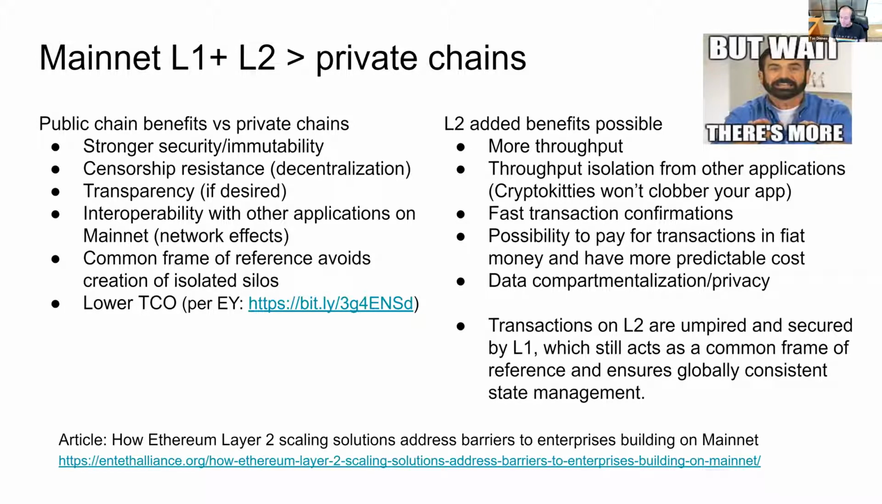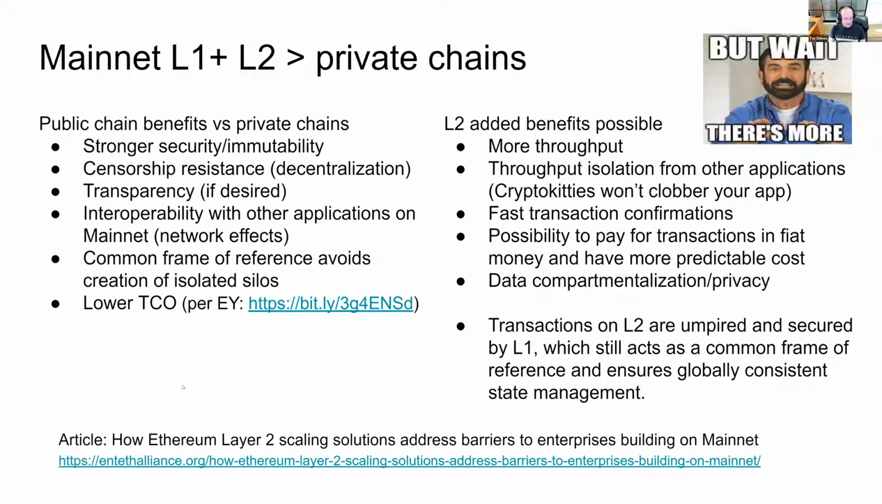But you still get the benefit of transactions on layer 2 being sort of umpired and secured by layer 1, which still acts as a common frame of reference and ensures globally consistent state management. So you get a lot of the benefits of public chains, but you can avoid some of the pitfalls that have prevented enterprises from building on them today.